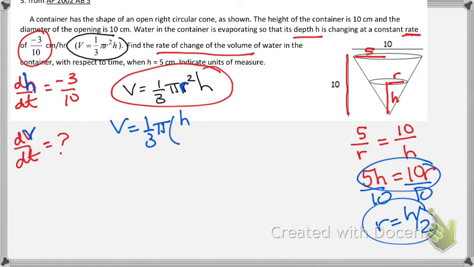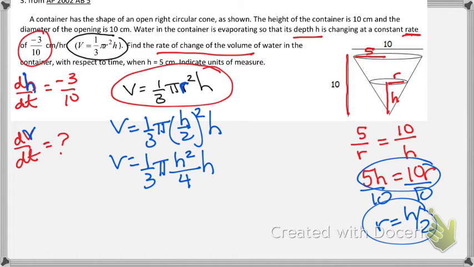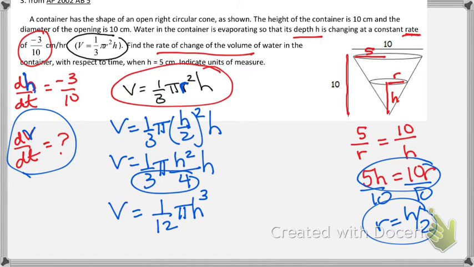So I'm going to replace the r with h over 2 and simplify completely. The r is h over 2, but I still have to square it. Okay, square the top, you get h squared. Square the bottom, you get 4, and I still have another h. Simplify, multiply the numbers together, and they're both on the bottom. So I have a 1/12 pi h cubed. Okay, now this means find the derivative. I can do that. So now here's my problem with the right variables.